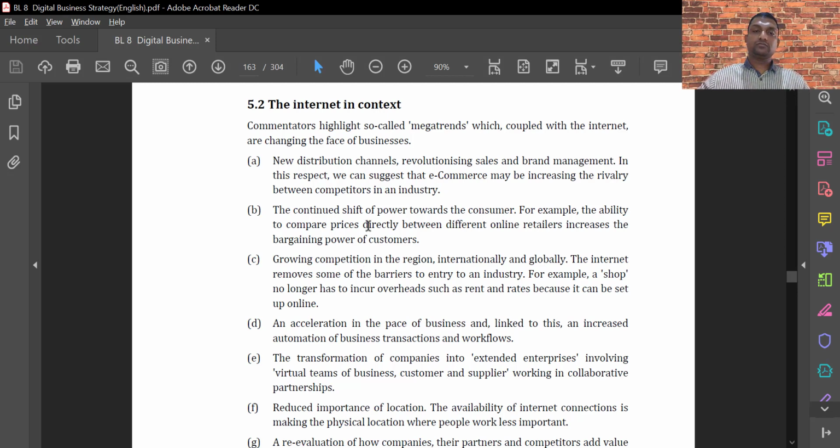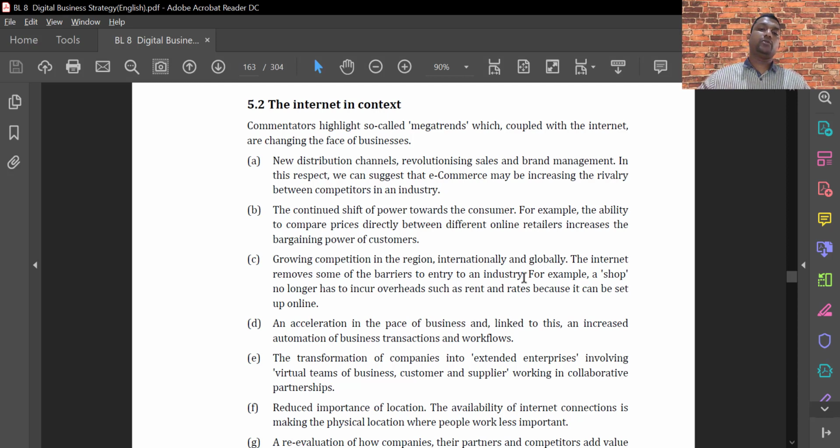So, shift of power towards customers. So customers are now mainly influencing this situation. Growing competition in the region, internationally and globally. The internet removes some of the barriers to entry to an industry.